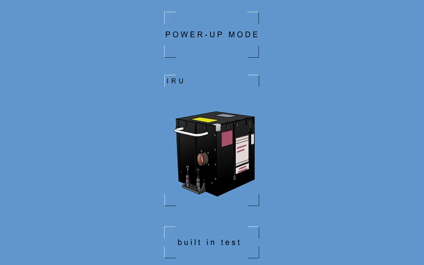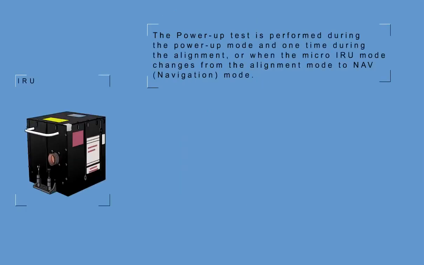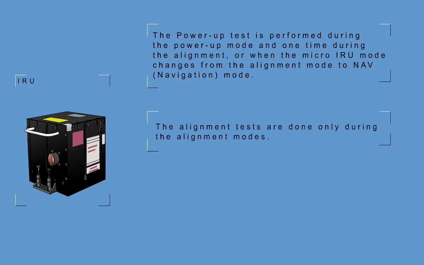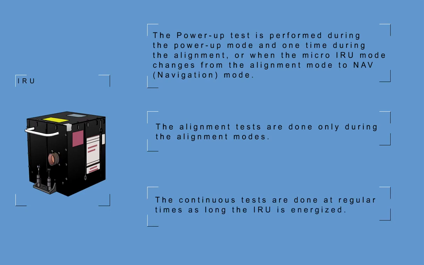The built-in test performs a check of IRU internal operation and external interfaces and consists of the following 3 types of tests. The power-up test is performed during the power-up mode and 1 time during the alignment, or when the micro IRU mode changes from the alignment mode to navigation mode. The alignment tests are done only during the alignment modes. The continuous tests are done at regular times as long as the IRU is energized.